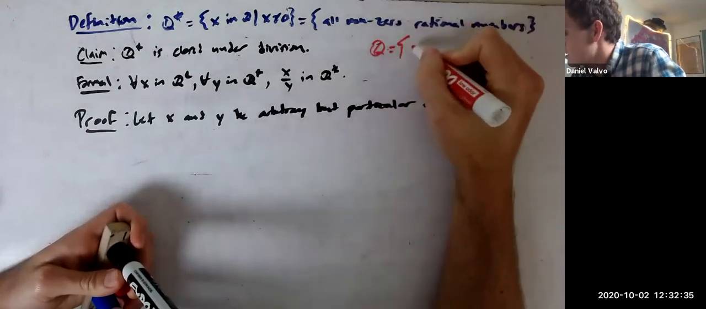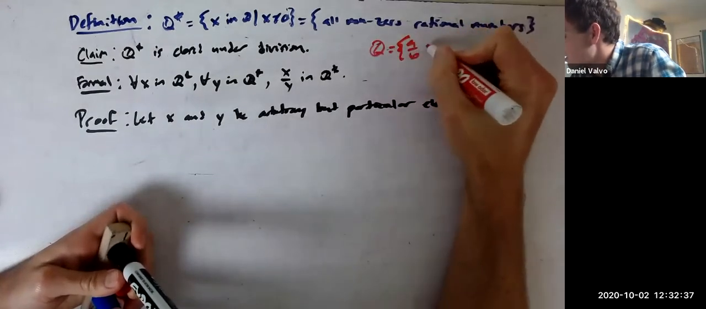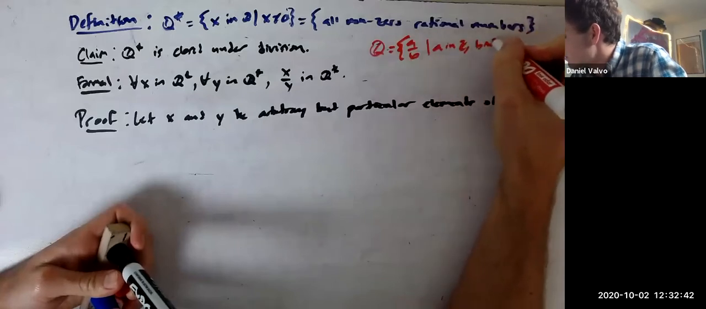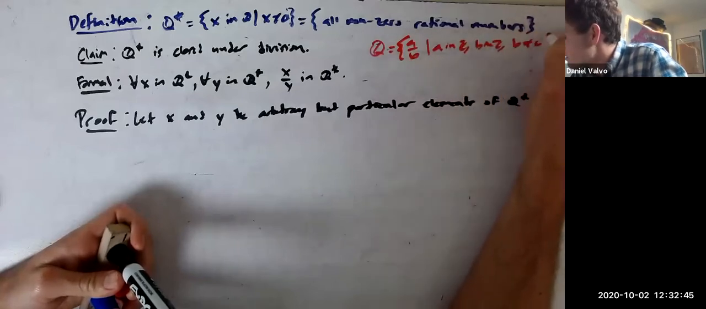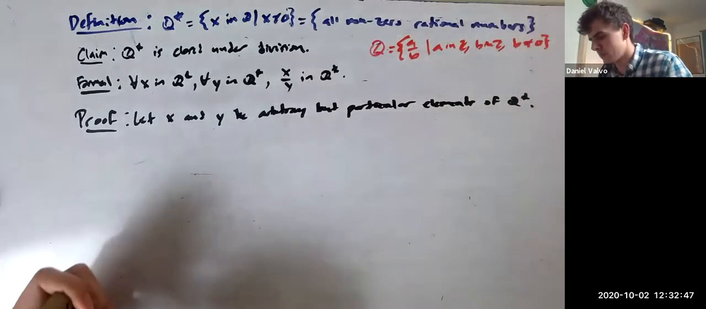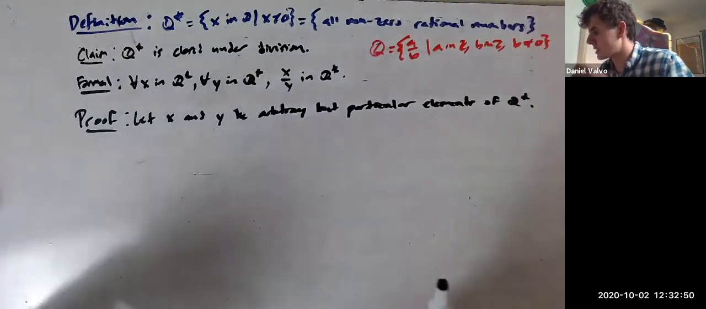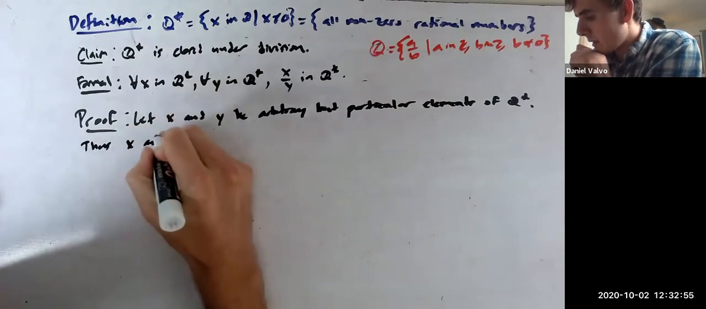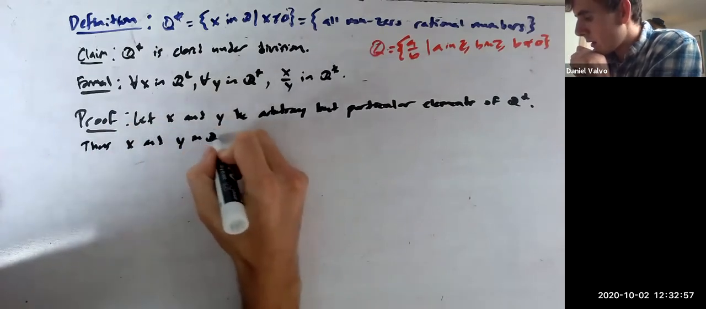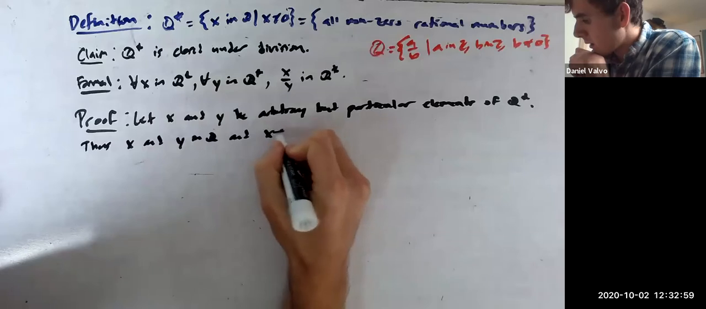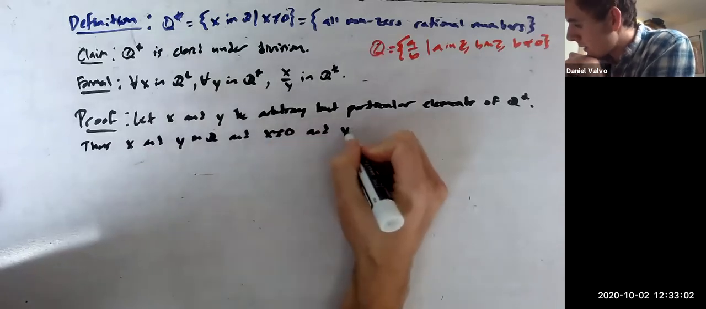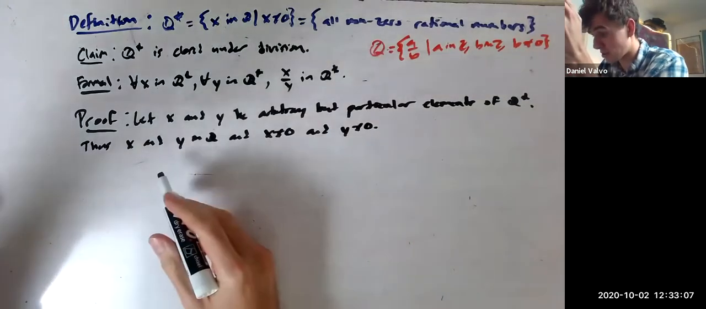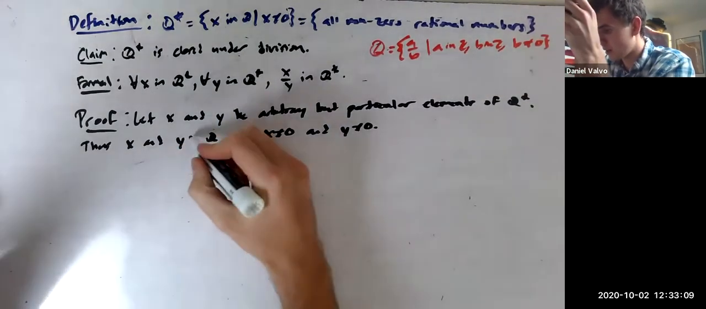Q, by definition, is the ratio of any A and B, where A is in Z, B is in Z, and B does not equal 0. All right. So first things first, if you're in Q star, then x and y are in Q, and x is not equal 0, and y is not equal 0. That's what it means to be in Q star, a rational number that's non-zero.